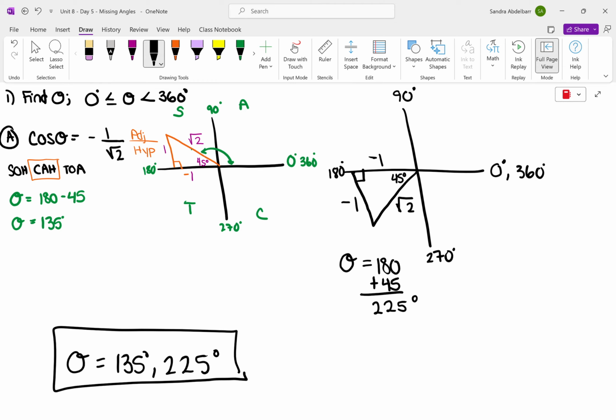A little bit different. Yes, Nico? And the 225 is supposed to be like for the fourth quadrant? The third quadrant, right here. It can't be the fourth quadrant because the fourth quadrant has to go from 270 to 360. 225 is less than 270. So that's the third quadrant.